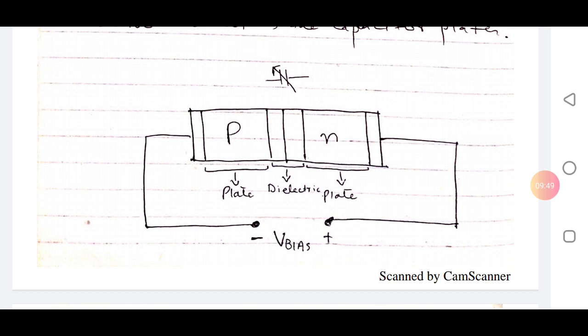Now look at the polarity of the bias voltage. The negative terminal of V bias is connected to the P type, and the positive terminal of V bias is connected to the N type. So this is the configuration of reverse bias. And as I have already said, a varactor diode always operates in reverse bias, so this is the configuration of reverse bias. Now move on.